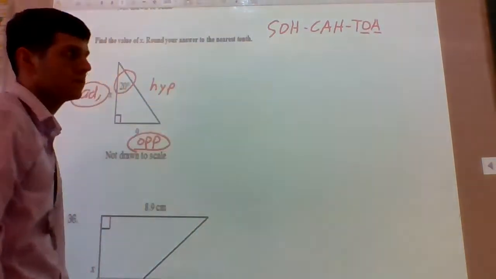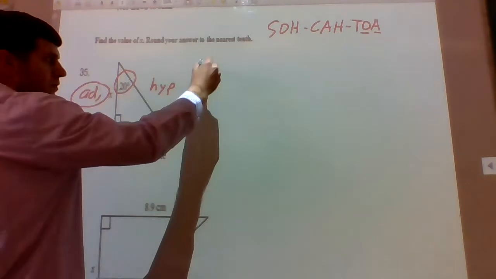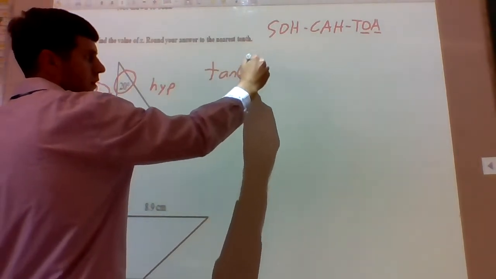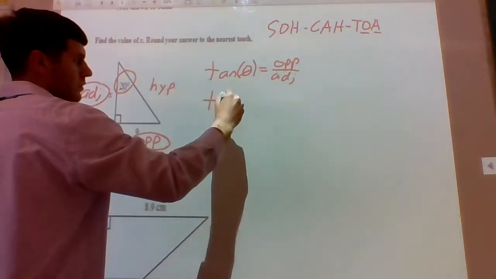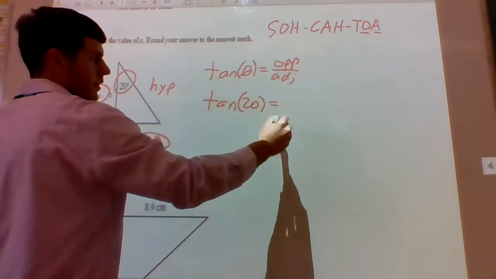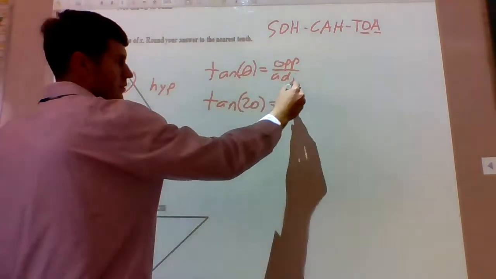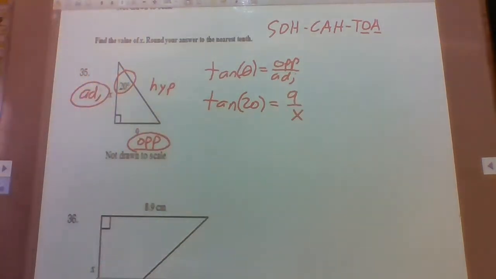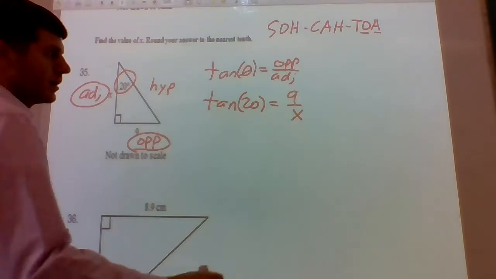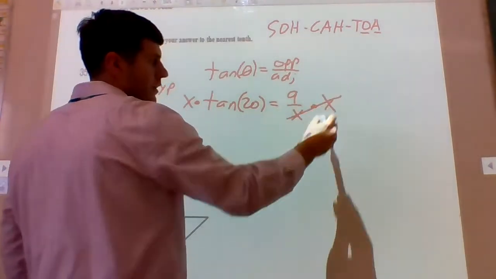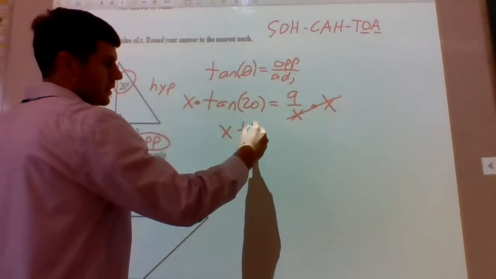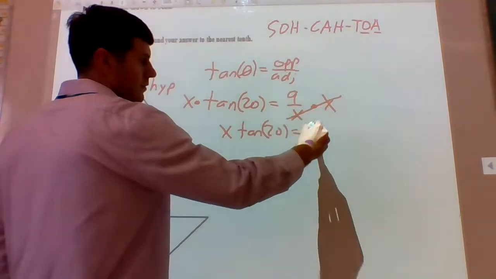So again, we're going to use tangent. Tangent of theta equals opposite over adjacent. Our angle is 20, so it's the tangent of 20 equals opposite, 9, over adjacent, x. Now we have to solve for x, so we have to get x by itself. Right now x is in the denominator, so we get it out by multiplying both sides by x. If you multiply one side by something, you have to multiply the other side too. The x's cancel, and we get x times the tangent of 20 equals 9.